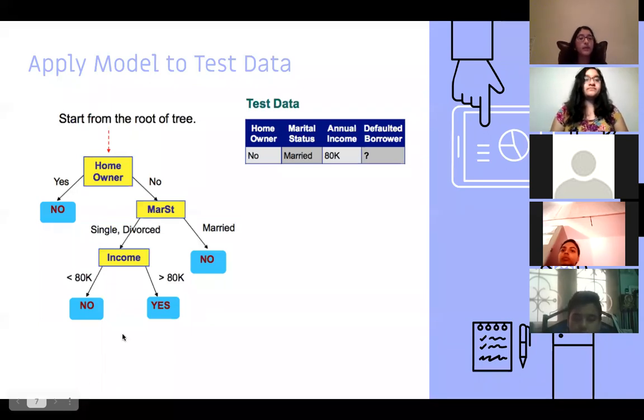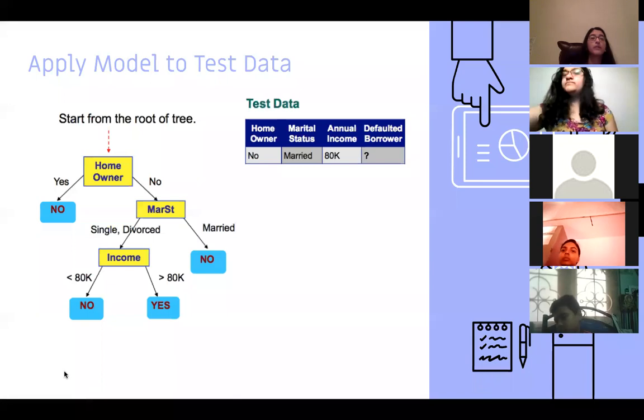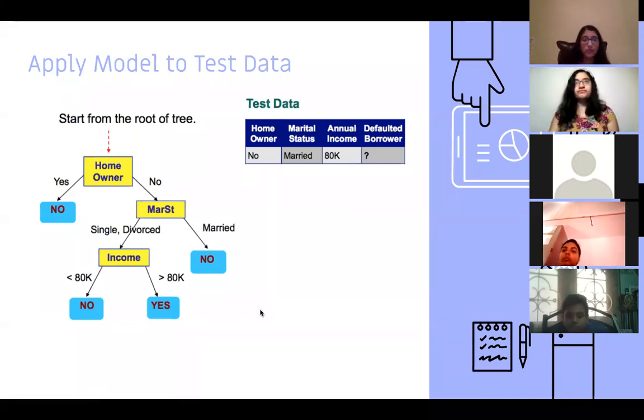All right, so now what we're going to do is take this model. For example, let's say we've created a decision tree model that looks like this. Now we're going to apply it to test data. I'll ask you questions, and if you could write in the chat which side of the decision tree this test data would go on, that would be great.